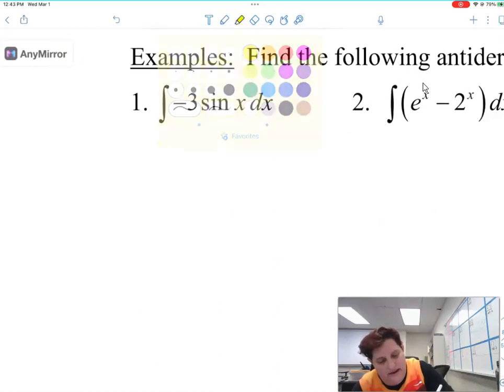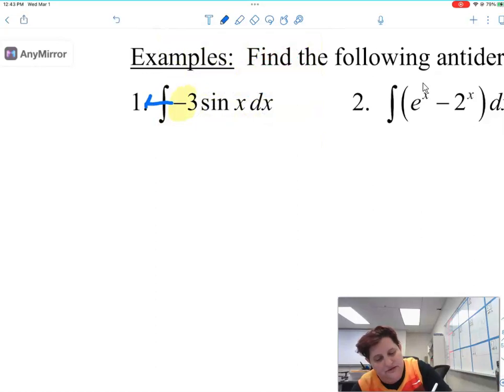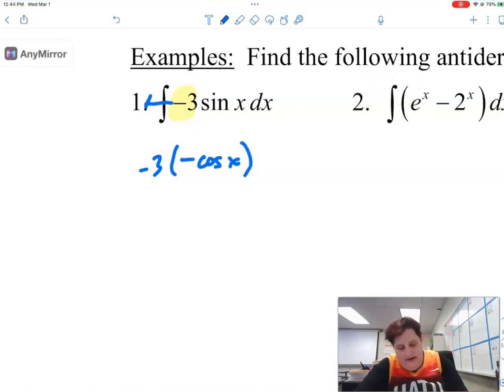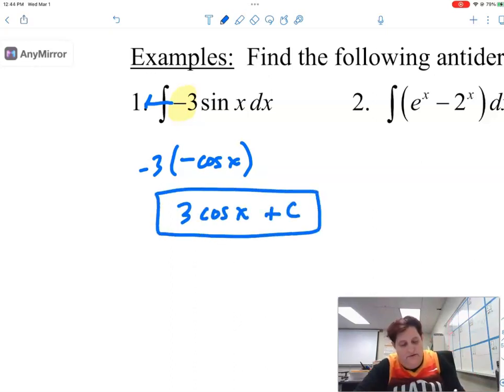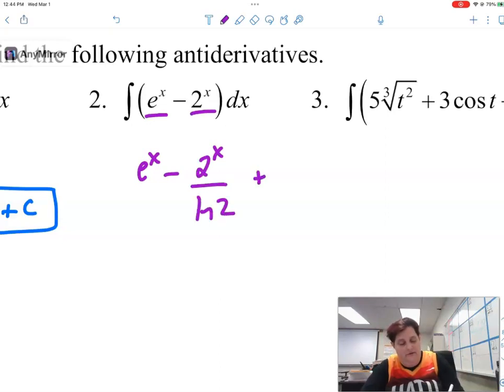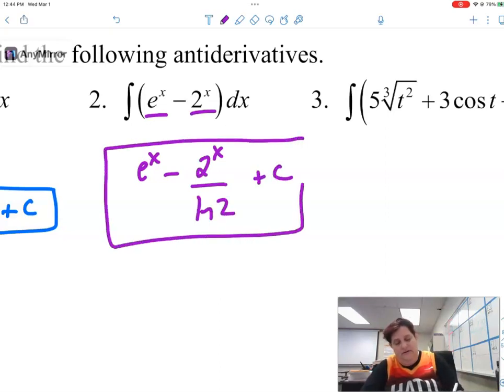When I see a -3 in here, I can just bring that out in front. And then my integral of sine is negative cosine. Okay, and so -3 times negative cosine just gives me 3 cosine of x plus c. Don't forget, we're still doing our plus c's on everything. All right. Okay, find the integral here. Well, the integral of e to the x is e to the x. The integral of 2 to the x is 2 to the x, but I have to divide that one by ln of 2 and then put a plus c.